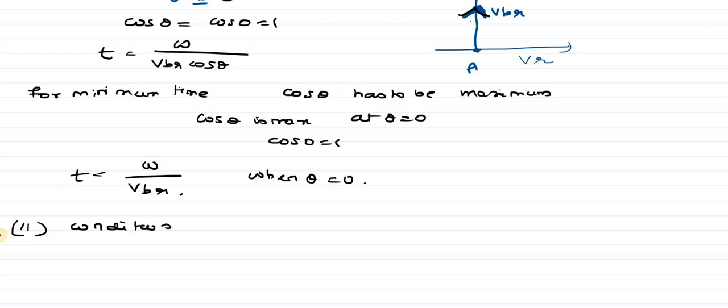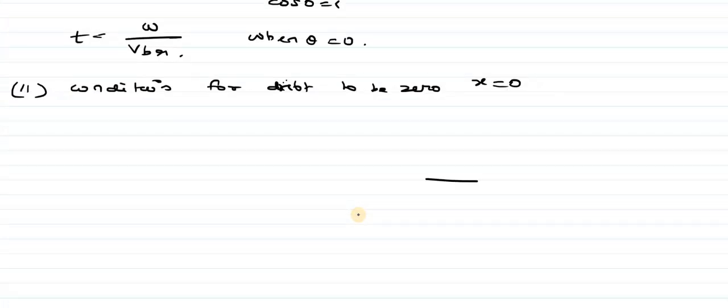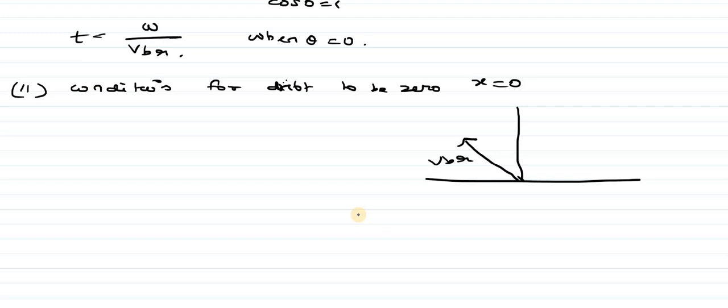Next is what? Condition when the drift is 0. So condition for drift to be 0. Drift to be 0 means x has to be 0. See, I can start at any point. So imagine that I am starting as usual. I did not know what is the velocity. So I just started like this. Now I have to reach the point. I started at A, but my destination is B. I have to reach this.